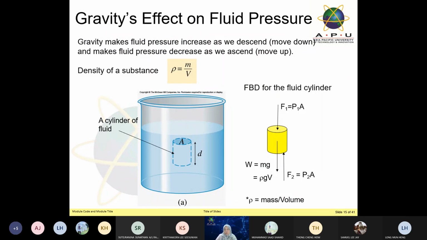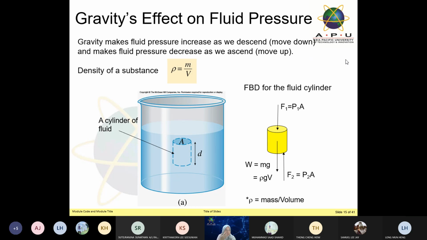Okay, enough about the video, just to highlight the gravity. Okay, gravity. So, gravity's effect on fluid pressure. Gravity makes fluid pressure increase as we descend and makes fluid pressure decrease as we ascend. So they are descending and ascending.